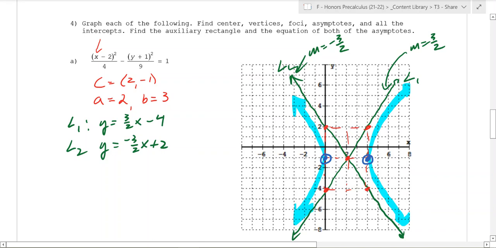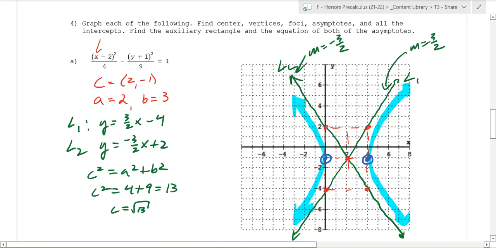Let's find the foci. The foci are those points inside each of these hyperbolas on the left and right. So we know that c squared is equal to a squared plus b squared, and a is 2 and b is 3, so c squared is going to be 4 plus 9, which is 13, so c is equal to the square root of 13.